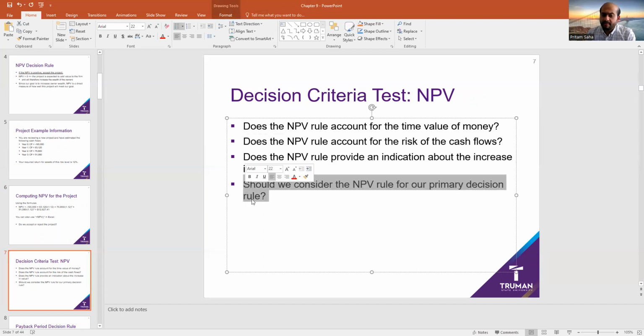Should we consider NPV as the primary decision rule? So basically the idea is, going forward in this chapter, we'll talk about different proxies to decide whether to take any project or not. And then we'll compare whether each proxy is a good one or not. So this question is asking you, is NPV a good proxy to make a decision? The answer is yes, because it takes care of the time value of money, takes care of the risks of the project, and it also answers whether we're generating any value or not. So the answer is yes.